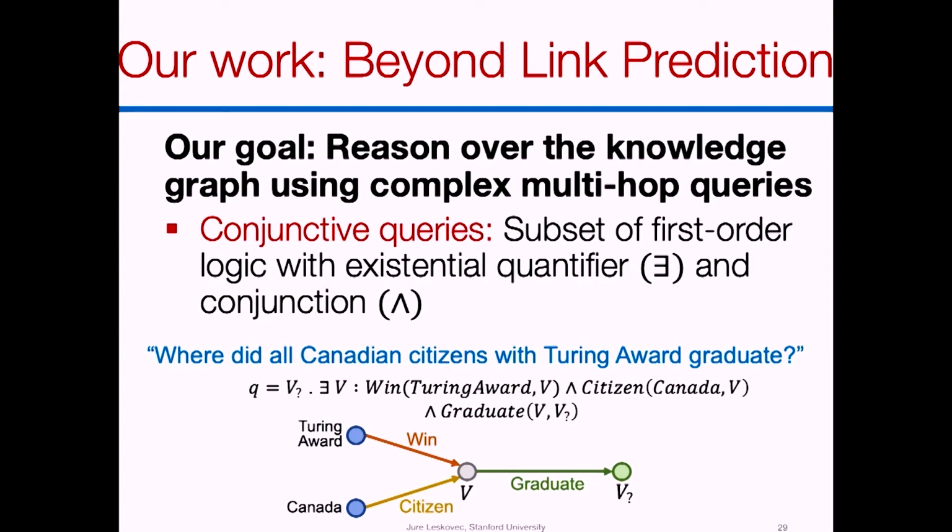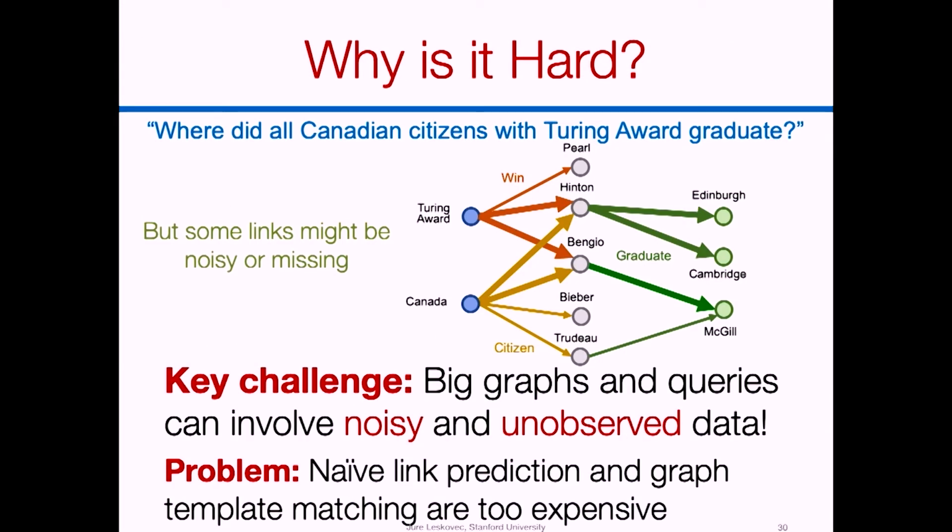The question then becomes, can we reason over these complex graph structures? Can we answer complex logical queries or make complex predictions over these graphs? Here's a question: where did all Canadian citizens that won the Turing Award graduate? You can write it in a logical form, but with a knowledge graph, you can also write it as a query template, where you go from Turing Award over the win relation, from Canada over the citizen relation, and from there to the graduate relation, and you end up with the answer. Why is this challenging?